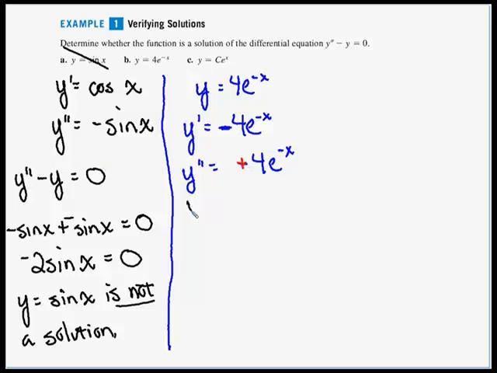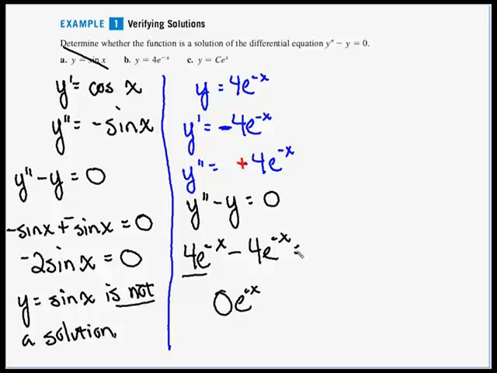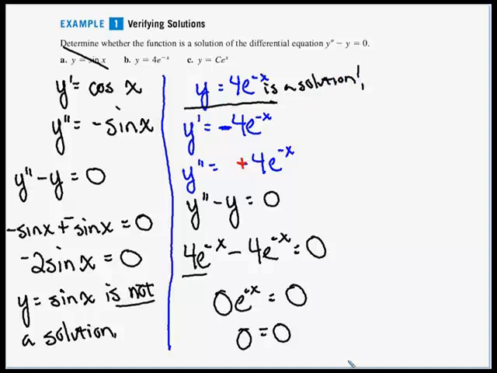So we go back to the same differential equation, y double prime minus y equals 0. Well, here's our second derivative, 4e to the negative x, minus our original y equation, 4e to the negative x. The exponentials are the same, so it's just 4 minus 4. That would be 0 e to the negative x. And of course, 0 times anything is 0. So this is a solution. y equals 4e to the x is a solution. All right, one more to go.